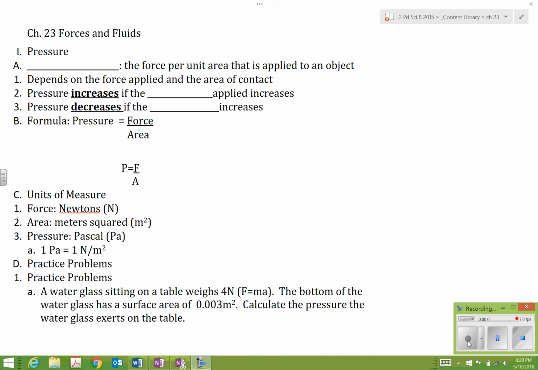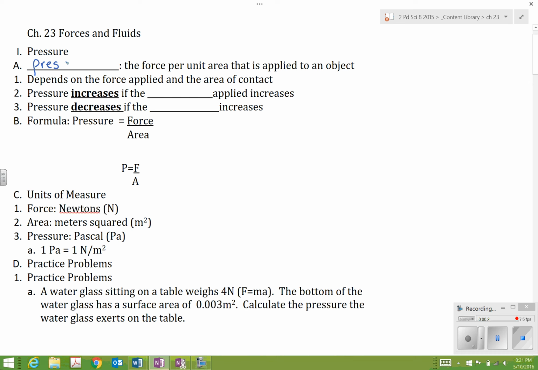So today you're going to learn about Chapter 23, Forces and Fluids. As you can see, we're going to be talking about pressure in this first section. And your first definition that you need to know is the force per unit area that is applied to an object. That definition is called pressure.